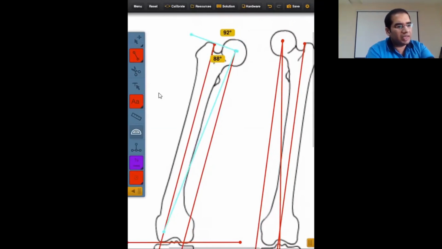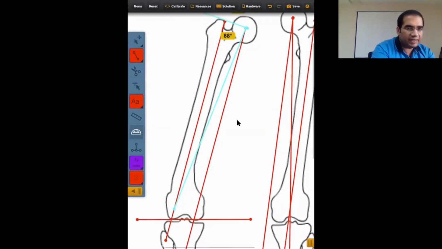So here you can see I have drawn the mechanical axis by the other technique, and then I have drawn the reference joint orientation line. As you can see, the angles are again normal. So we can safely say that this is a true representation of the mechanical axis of the proximal femur. The distal part is, again, very easy and straightforward.